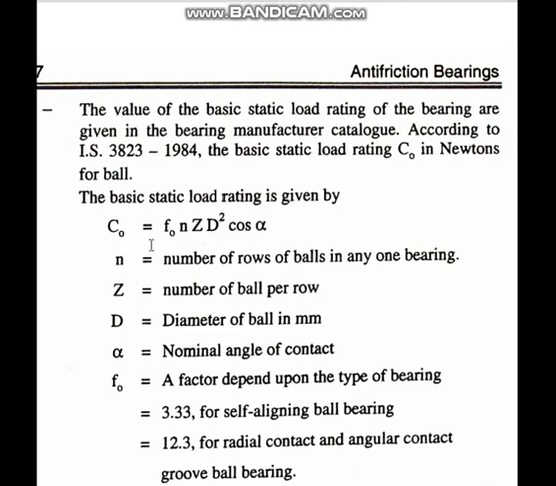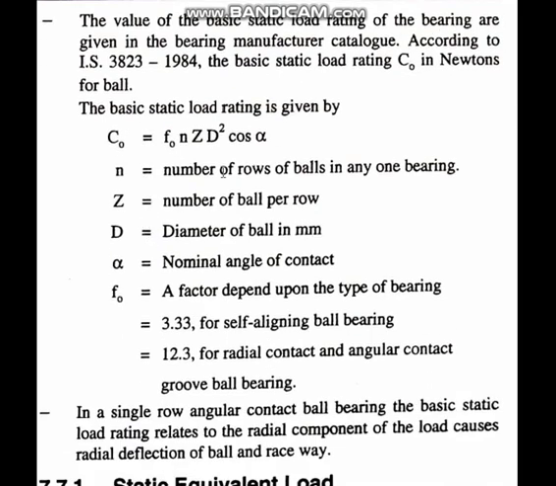You see, if it is asked as a small question, you should be able to write this equation and the meaning of the different terms. C0 is equal to F0 n Z D squared cos alpha, where n is the number of rows of balls, and Z is the number of balls per row. You see, normally there is only one row, but sometimes there can be two rows, so you have to write one or two, whichever it is. Z is the number of balls per row, then D is the diameter of the ball in millimeters. Alpha is the nominal angle of contact.